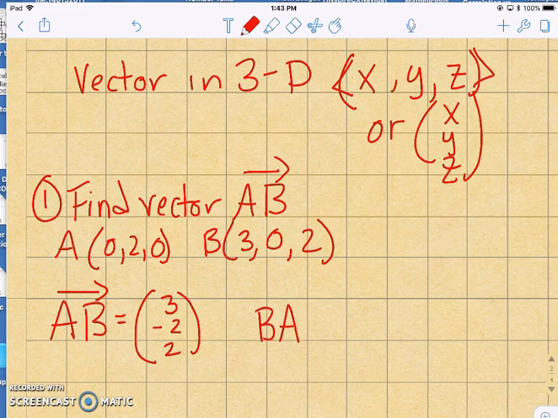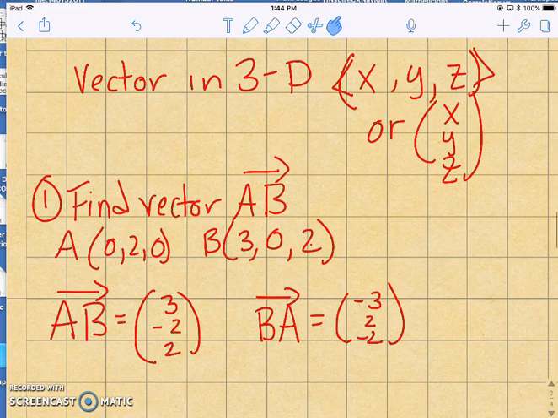Well, that's going to differ if I would have said find vector B to A. 3 to 0, we go down 3. 0 to 2, we go up 2. And 2 to 0, we go down 2. So direction does come into play.